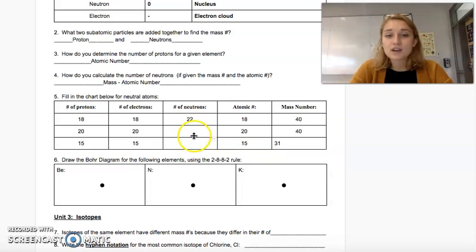Last thing is the number of neutrons. Remember the number of neutrons, like I said up here, I can just do the mass minus the atomic number. So here I have 40 minus 20, which gives me 20. Here I have 31 minus 15, which gives me 16.